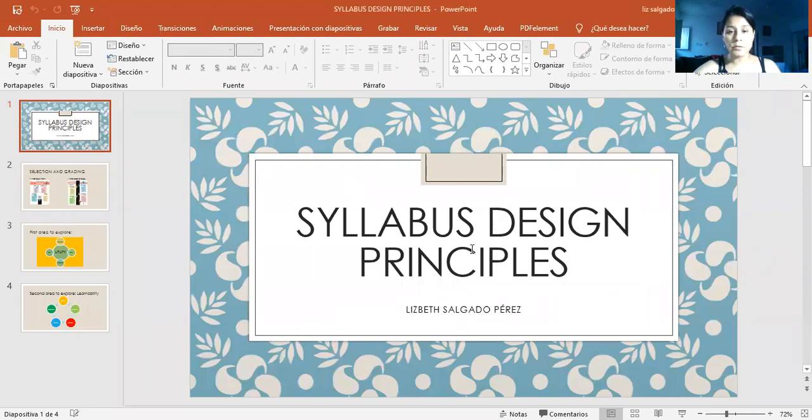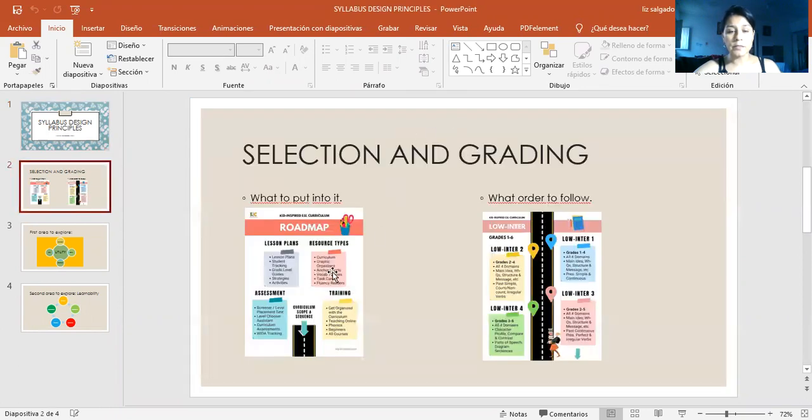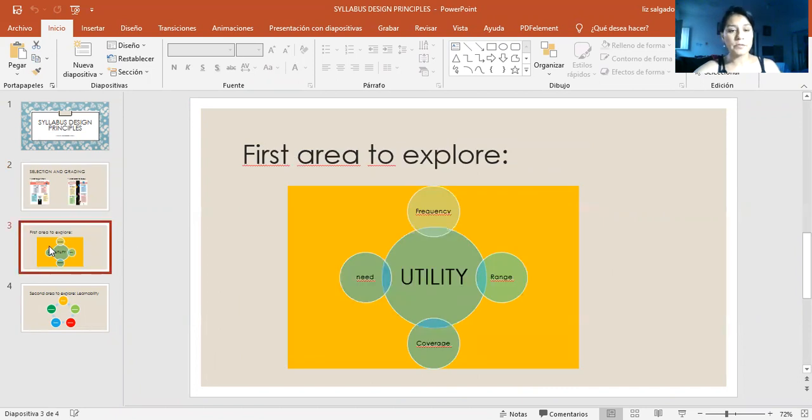Okay, the first points to take in mind are selecting and grading. In this one, we have to be very clear about what to put into it. And grading refers to what order to follow when we have already designed what to put in. There are two parts. I divide the presentation into parts.